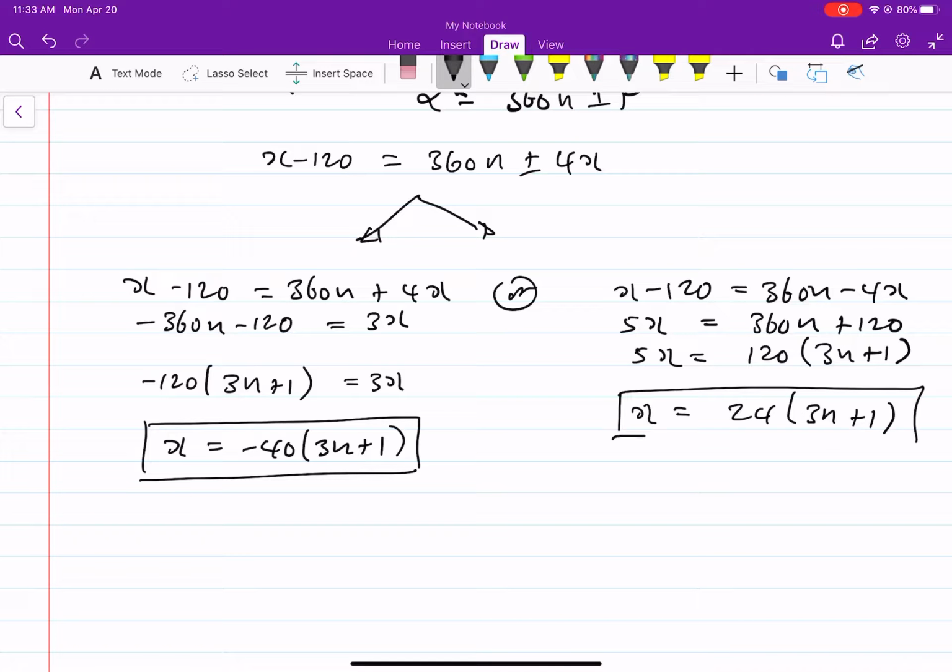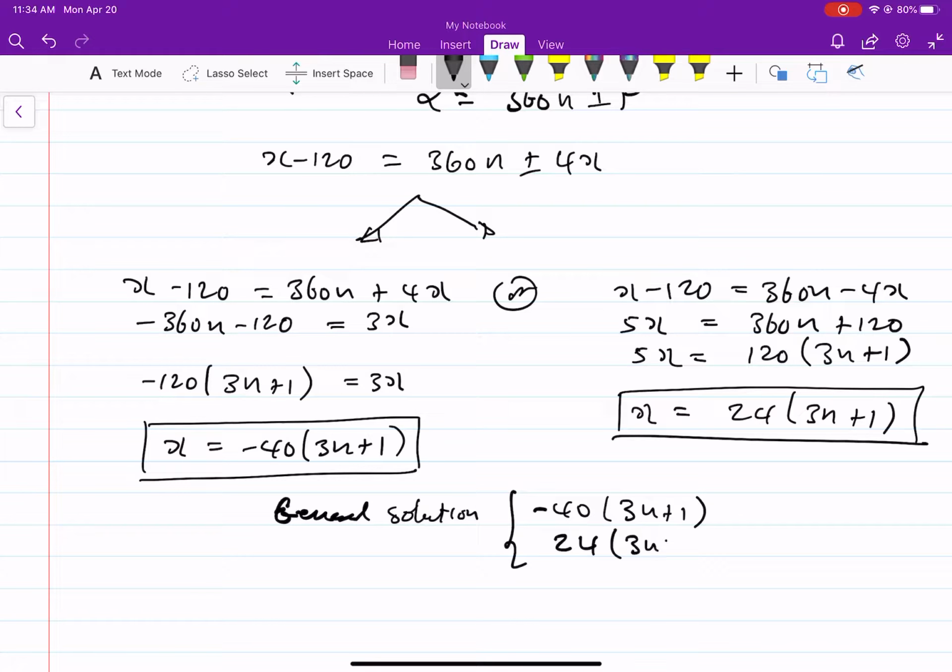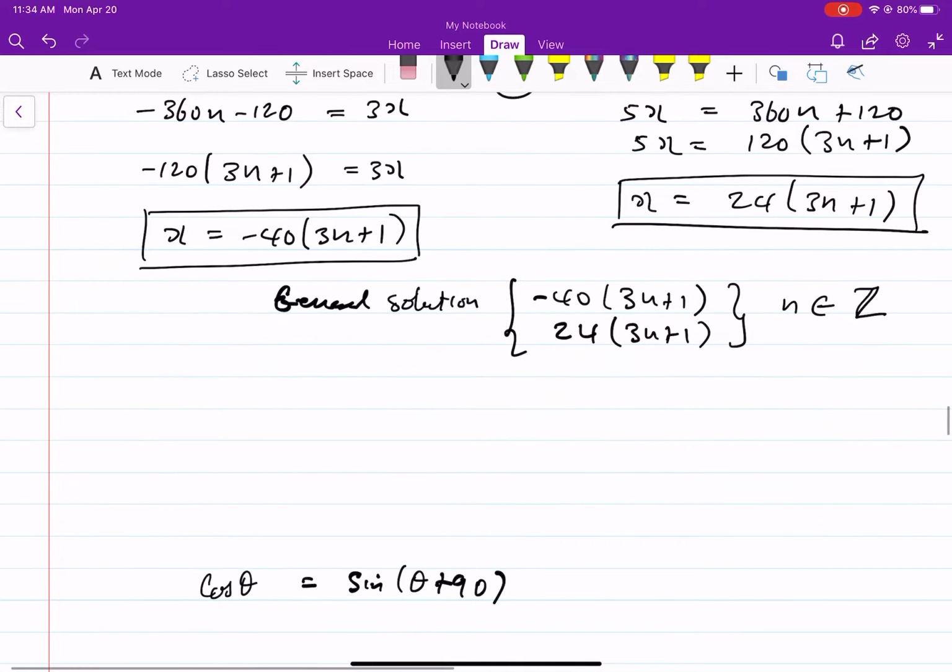So the question didn't ask me for the general solution directly, but I can find my set of values of x from the general solution. But I'm going to summarize the general solution here. General solution is minus 40 into 3n plus 1, as well as 24 into 3n plus 1, where n is a member of the set of integers. By the way, that's the actual symbol, meaning positive, negative, and 0.